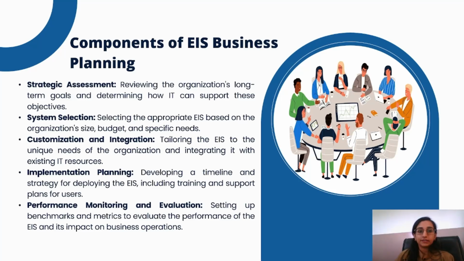Our next point is system selection. This is the next component. System selection is a critical phase in the EIS business planning process where organizations choose the most appropriate EIS solution that aligns with their strategic assessment outcomes. This step involves evaluating various software options to find one that not only fits the organization's current needs but also supports future growth and adoption.